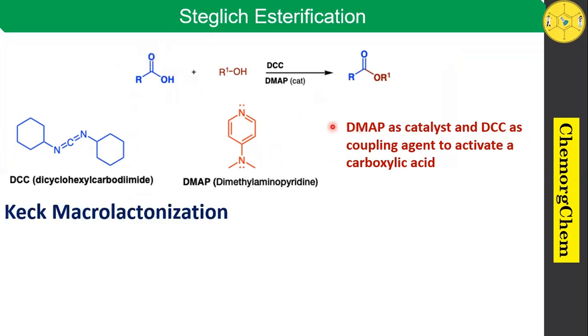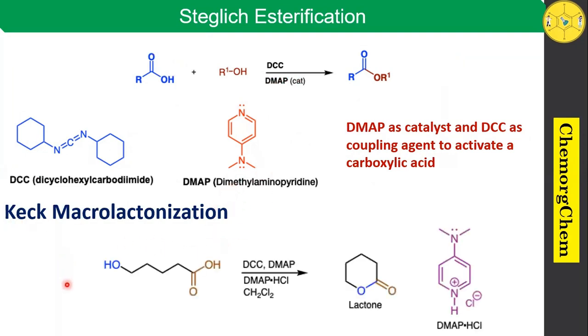Just like Steglich esterification, another reaction is the Keck-Macrolactonization reaction, where DMAP acts as a catalyst for this macrolactonization reaction. Now you see this reaction. Here you see this reaction is just an intramolecular version of the Steglich esterification. However, here we need an extra DMAP hydrochloride reagent for this reaction, which readily produces this corresponding lactone product. This Keck macrolactonization reaction we have also already discussed on our channel.